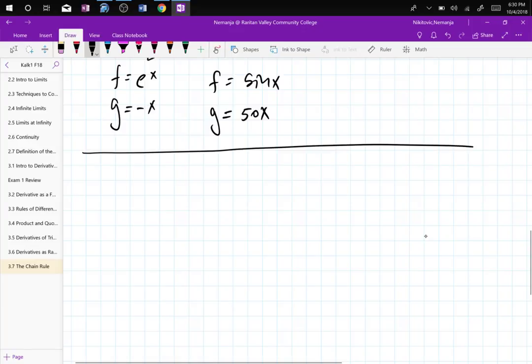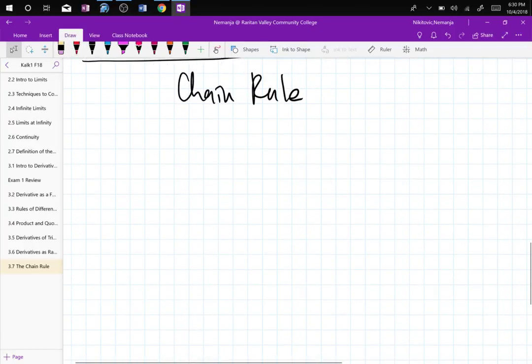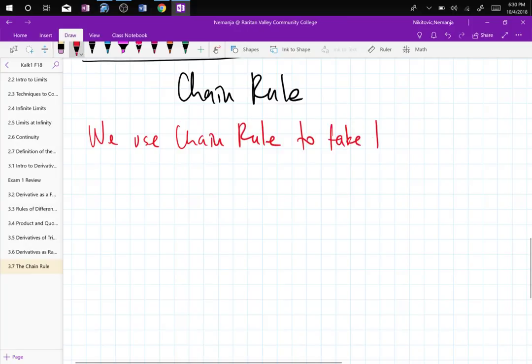Let's first talk about the chain rule and the formulas and some of the theory that goes behind this. So let's talk about chain rule. The first sentence in blood is going to be: we use chain rule to take the derivative of function composition.